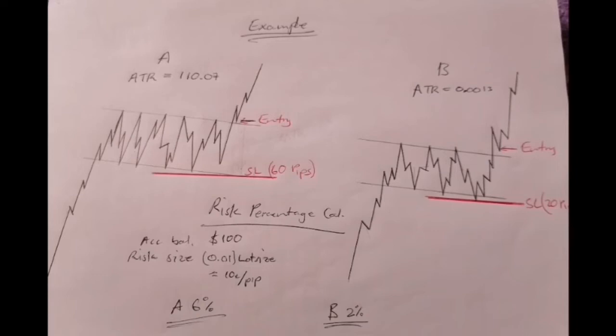Now, if you have no clue of how much you should be risking in terms of percentage, I can give you an idea. Most traders, let me say successful traders, trade between 1 and 2 or risk between 1 and 2% of their account in a single trade.